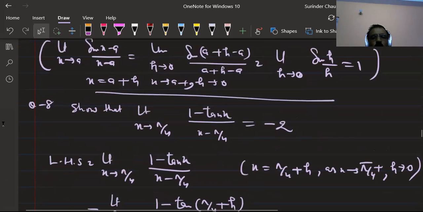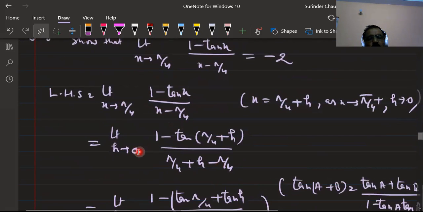Next question: show that the limit as x approaches pi by 4 of (1 minus tangent x) upon (x minus pi by 4) is equal to minus 2. Taking the left hand side, the limit as x approaches pi by 4 of (1 minus tangent x) upon (x minus pi by 4). As x approaches pi by 4 from the positive side, x is pi by 4 plus h, and h goes to 0 from the positive side.